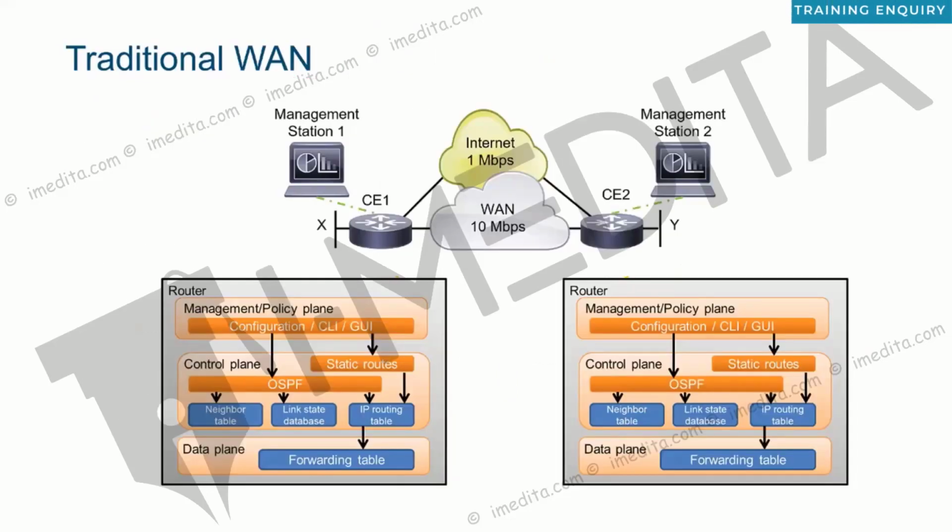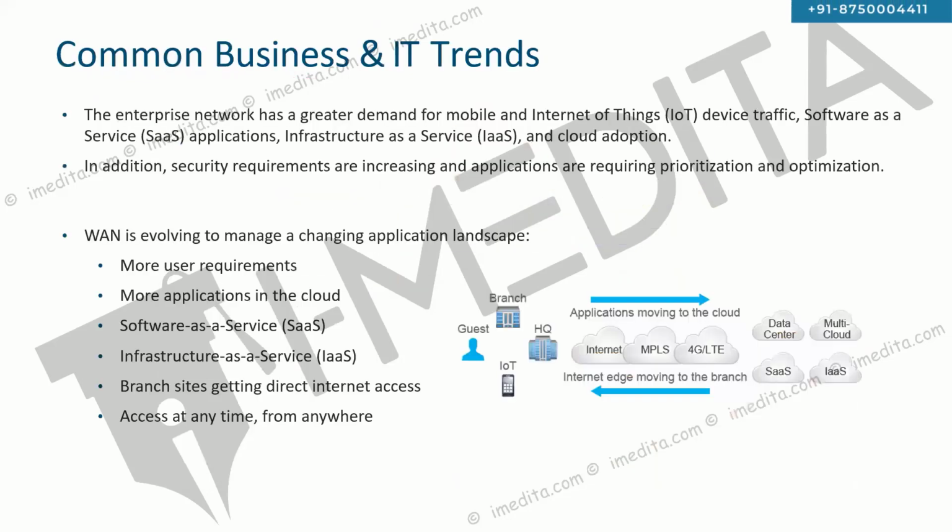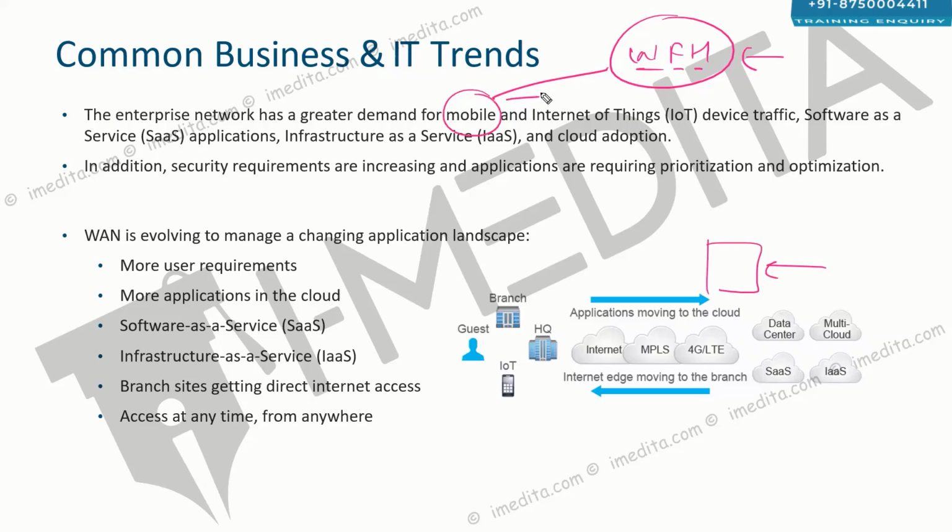Okay. Second thing is that nowadays, the way we are going to access the network is also changing. The enterprise network has a greater demand for mobile and IoT devices traffic nowadays. Nowadays, we have things such as work from home, which allows us to just take our laptop at our home and do the work from there. We can access our company resources from our mobile device such as laptop.